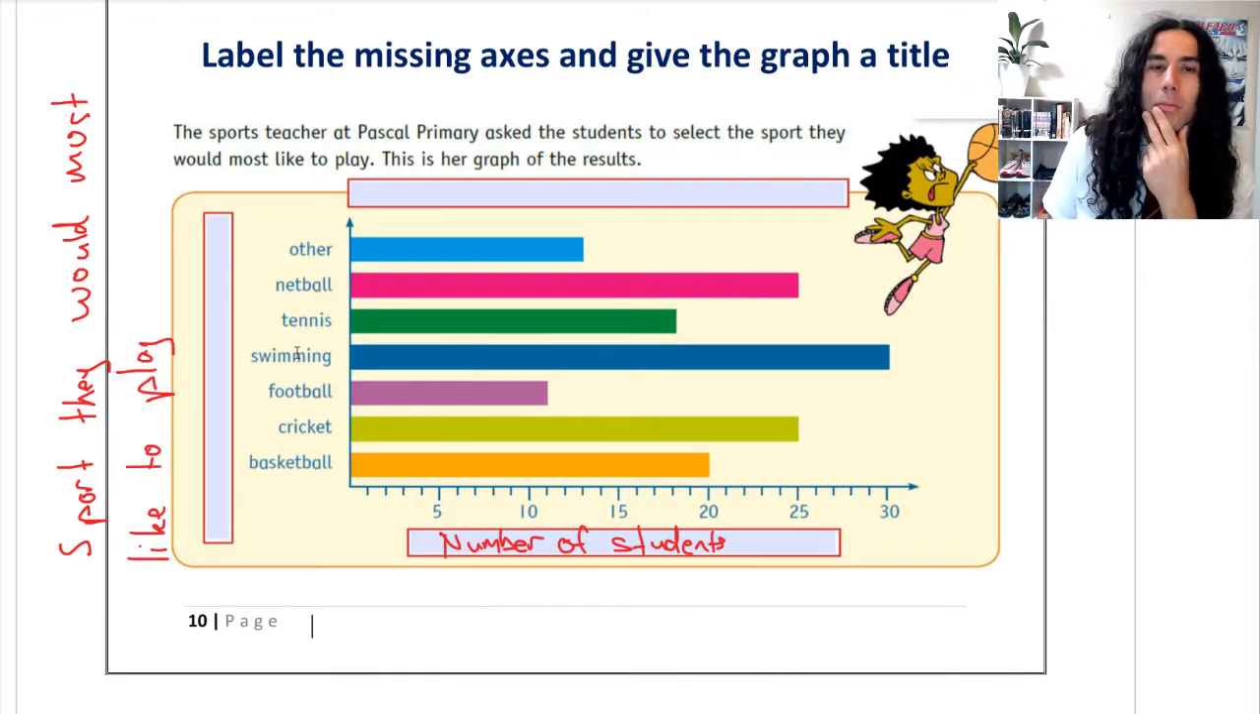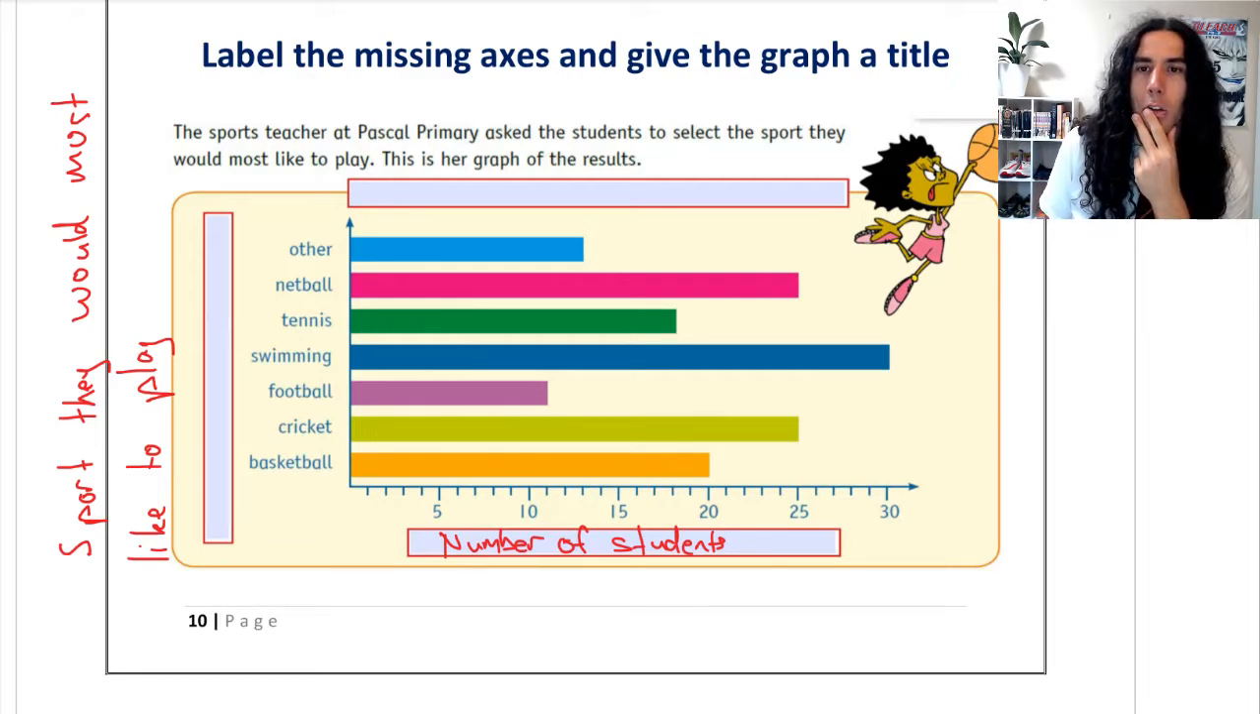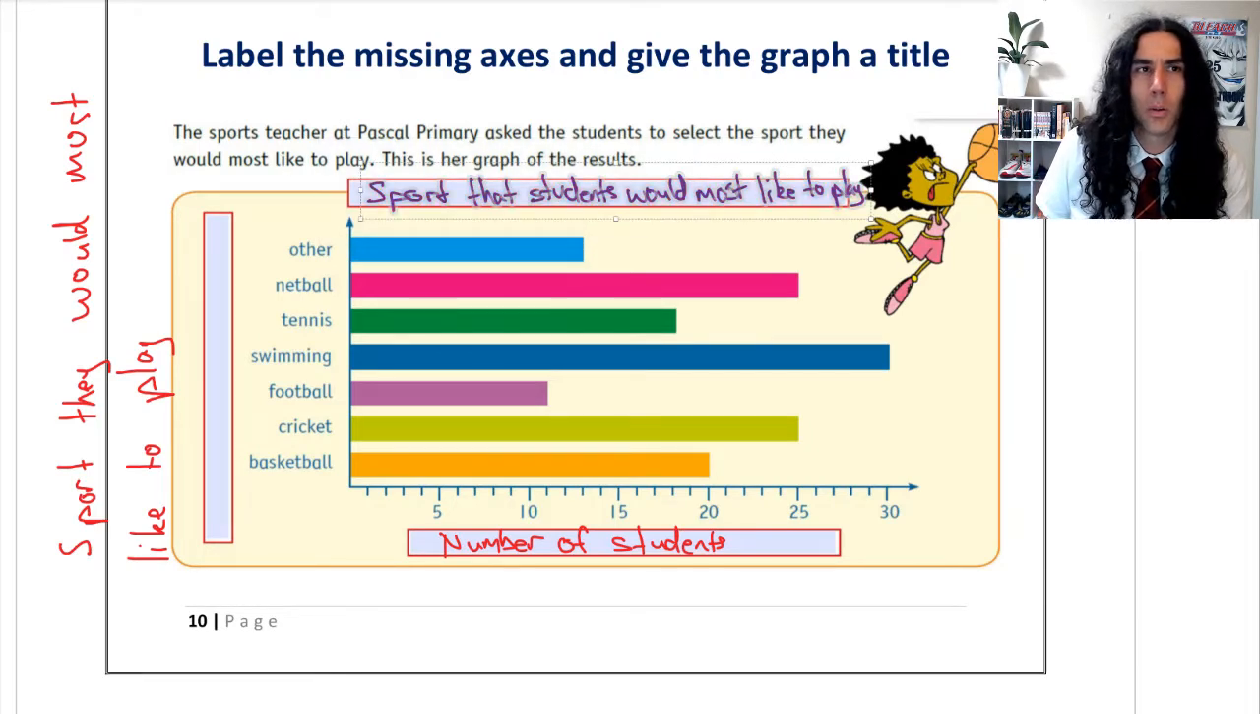And title. So, sport that students would most like to play. It's a bit long. But it's accurate. I'm going to make that a different color, easy to see. Purple, no, blue, green. There we go. All right, scrolling down.